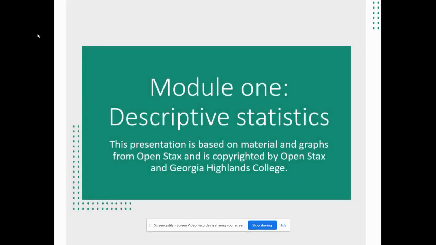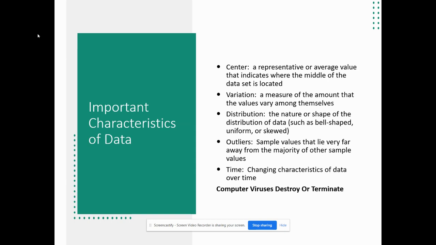So let's talk about descriptive statistics. It's important to know the characteristics of your data when you're starting any kind of statistical analysis. Things that we commonly look for in statistics is center, which is a representation or average value that indicates where the middle of a data set is located. We're going to talk about three of these as we keep going.